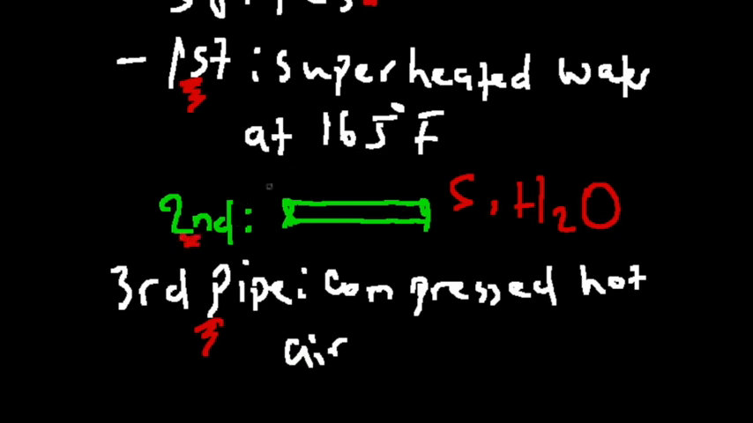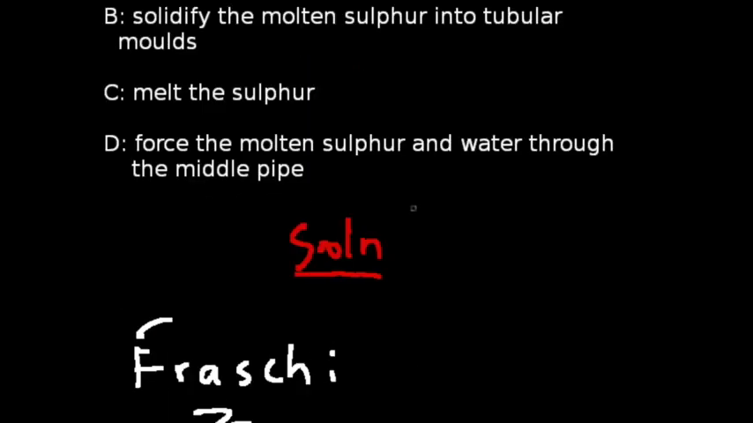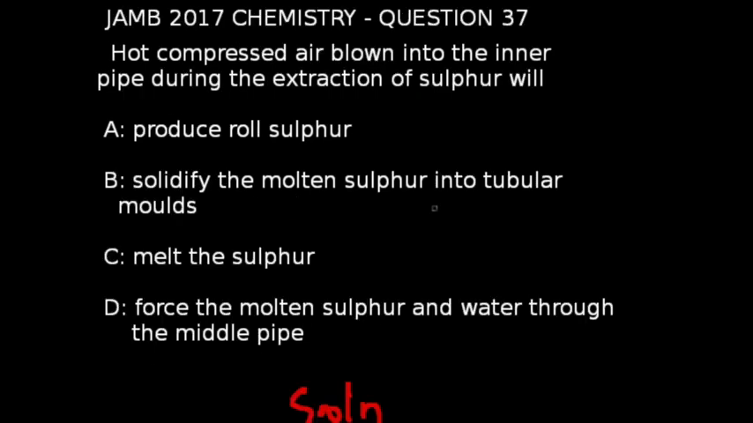The actions done to the first pipe and the third pipe actually push molten sulfur and water into the middle pipe. So from this explanation, it is obvious that the answer to this question is option D, which is to force the molten sulfur and water through the middle pipe.